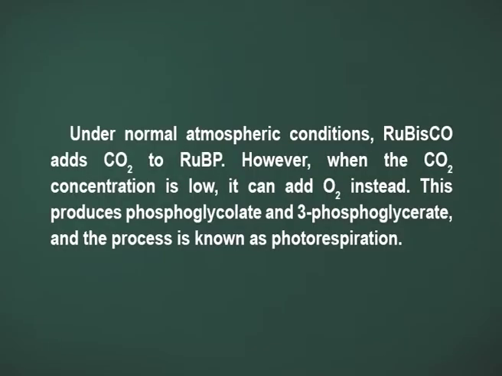Under normal atmospheric conditions, Rubisco adds carbon dioxide to RUBP. However, when the carbon dioxide concentration is low, it can add oxygen instead. This produces phosphoglycolate and 3-phosphoglycerate, and the process is known as photorespiration.